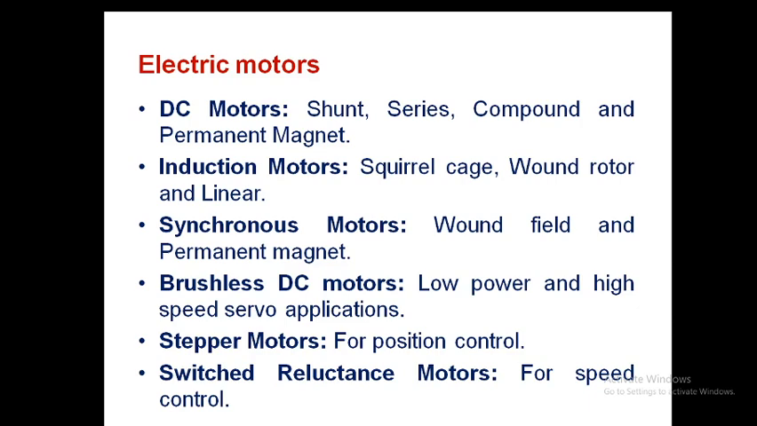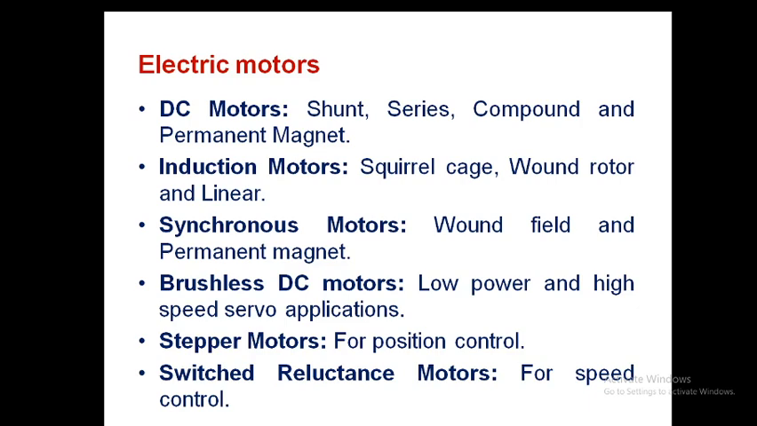And AC motors. In AC motors, two types are induction motors. In induction motors, again squirrel cage. Generally, squirrel cage is preferred because it is robust and maintenance free. So first squirrel cage, then wound rotor and linear induction motors. So these are the induction type of motors.